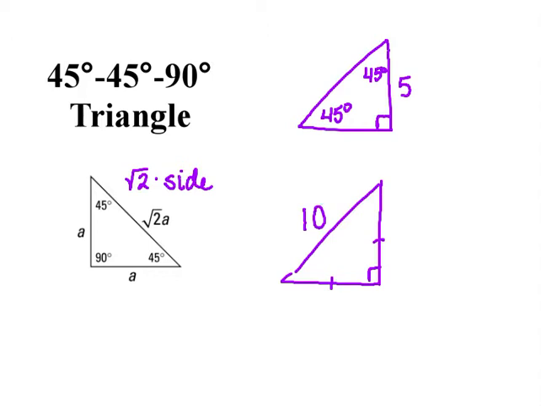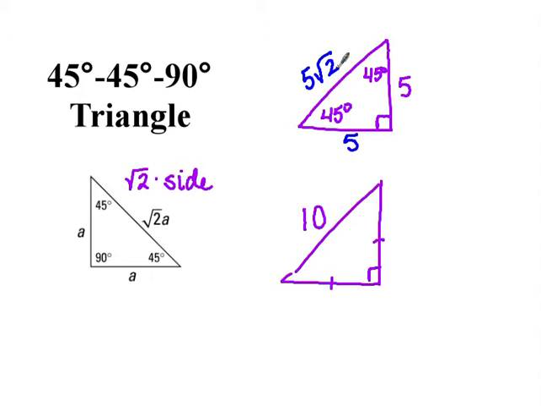Okay, let's fill in the remaining sides of the triangle on the first one. The bottom one's 5? 5 root 2, good. So the bottom one is just like the last example. If you notice I didn't put 45, 45, but I put that the 2 sides are the same. So if the 2 sides are the same in a right triangle, it is a 45, 45, 90.